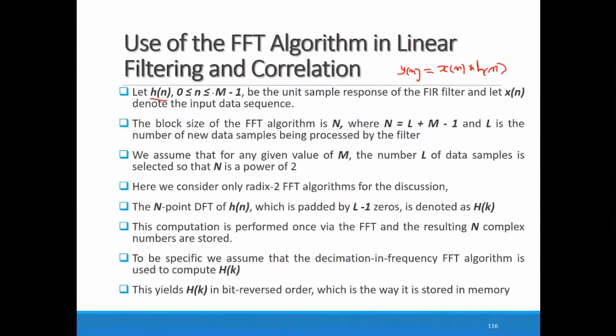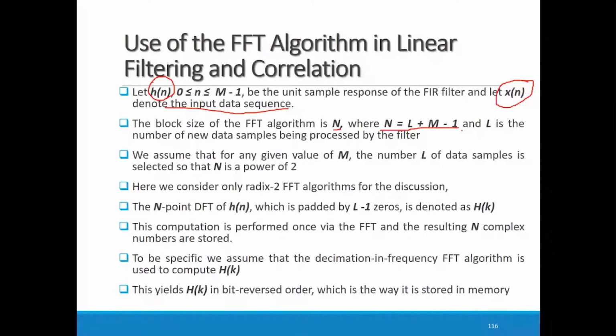So suppose we are taking an m point sequence, so the samples of that particular filter are starting from 0 to m minus 1, and the unit sample response of the FIR filter, and whatever x of n we are taking denotes the input data sequence. So this is the input data sequence, and this is the filter, which is the m point filter. The samples are from 0 to m minus 1. So the block size of the FFT algorithm is n over here, where n is nothing but L plus m minus 1. This is the equation we are using for n over here.